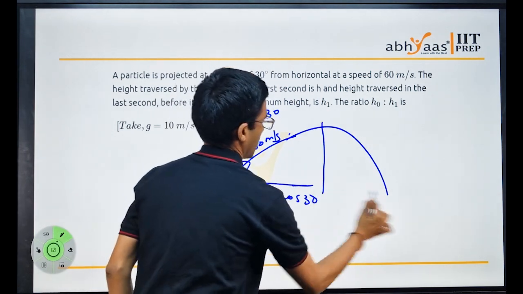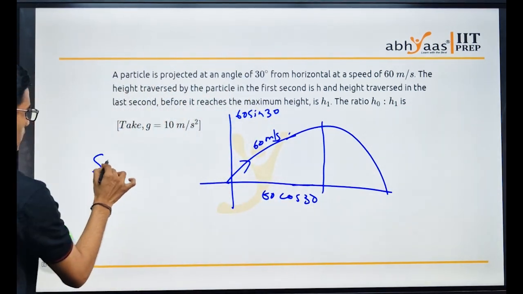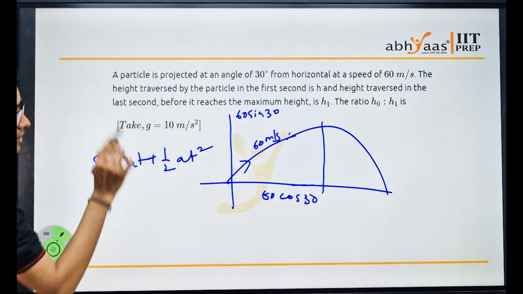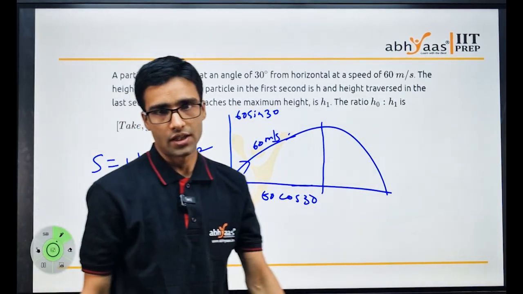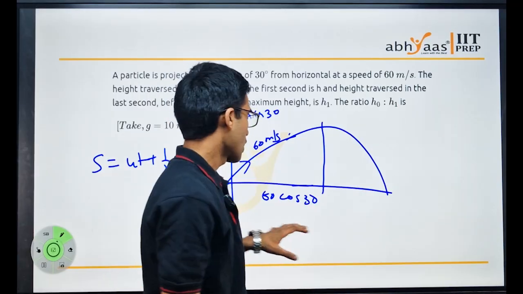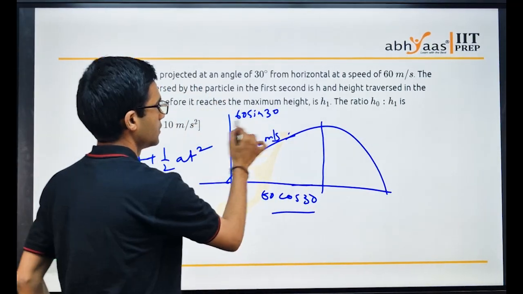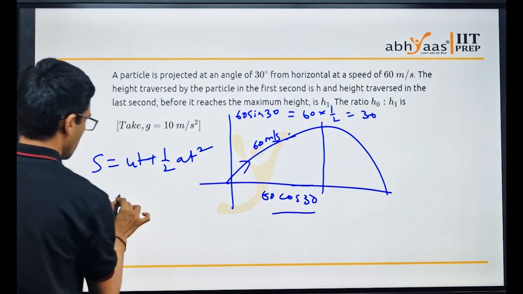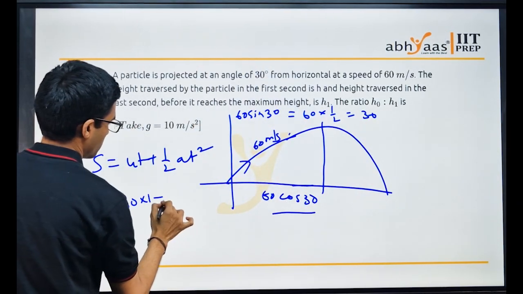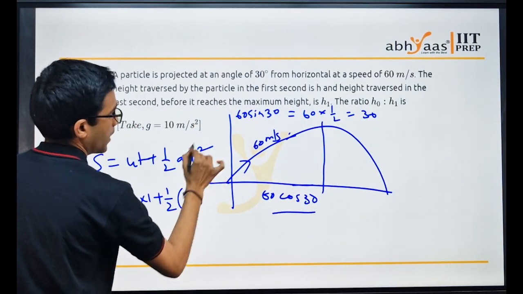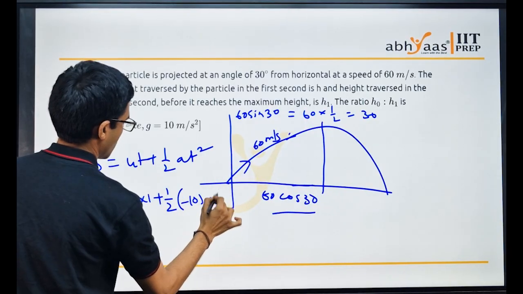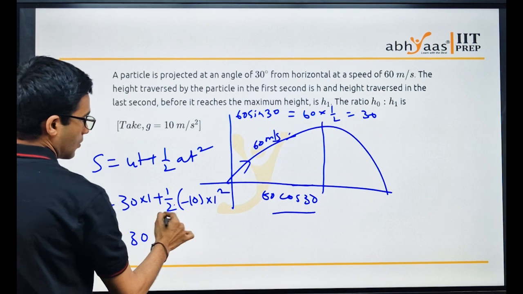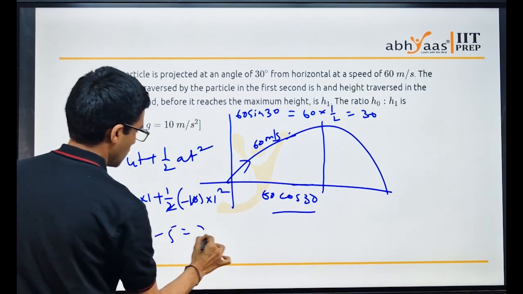Now try to see. You know that s equals ut plus half at square. But maximum height is in which direction? Y direction. So no need to consider the horizontal component, only the vertical component. 60 sin 30 means 60 into 1 by 2, that is 30. So first second means 30 into 1 plus 1 by 2 into minus 10 into 1 square. That means you will get 30 minus 5, that is 25.